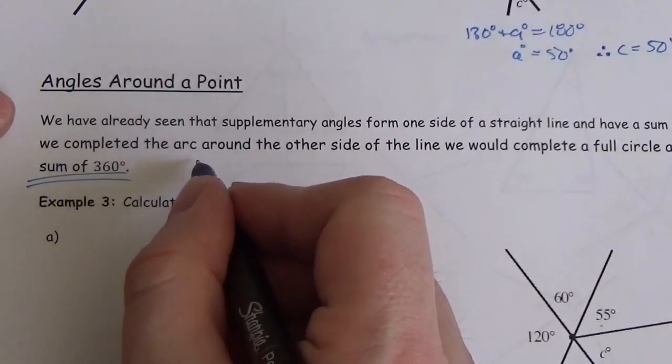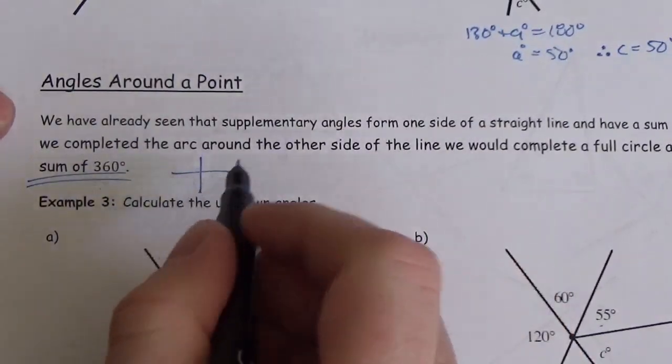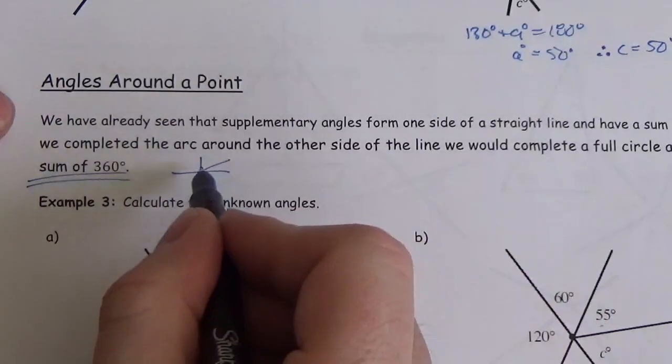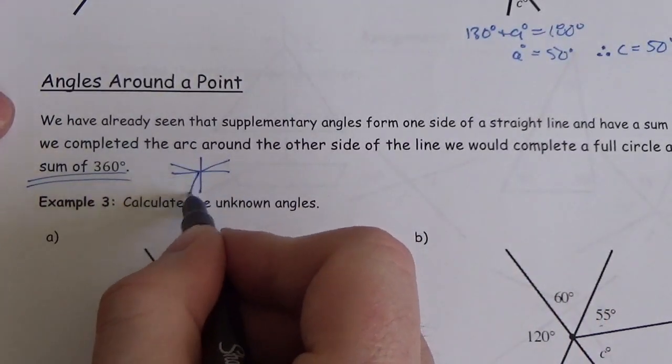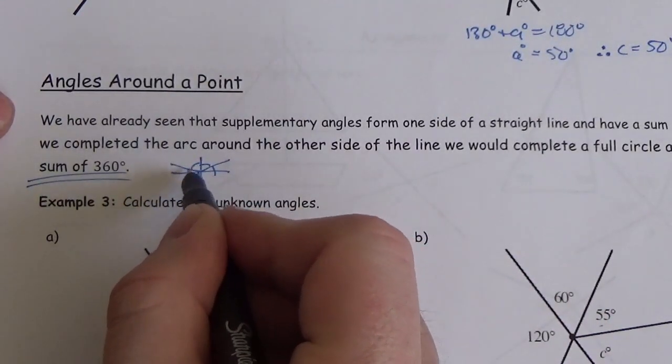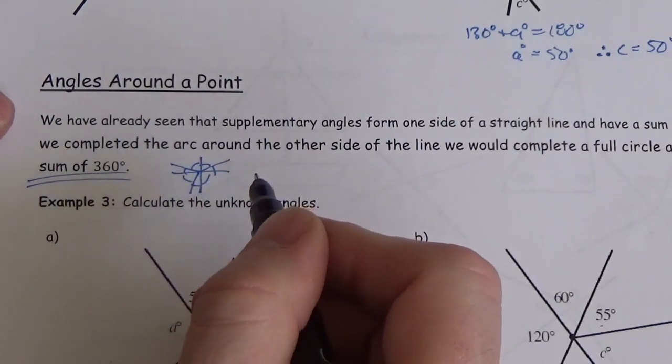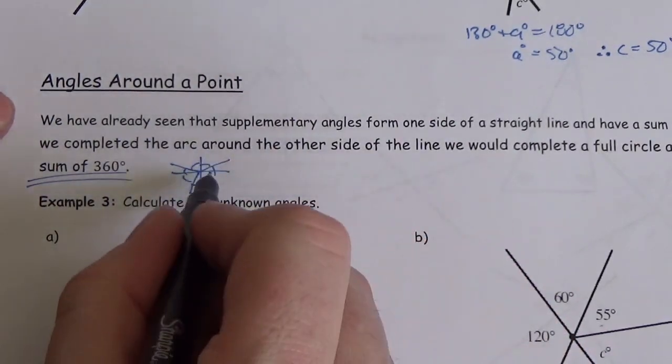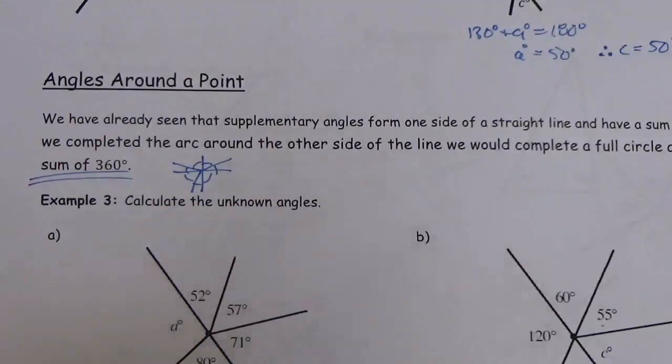Here's my crosshairs, for example. If I got an angle there, all of these little angles together, if I add those all up, that's got to be 360 degrees because they all form a complete rotation. Anyway, so now we can just use that to find some missing angles in a problem.